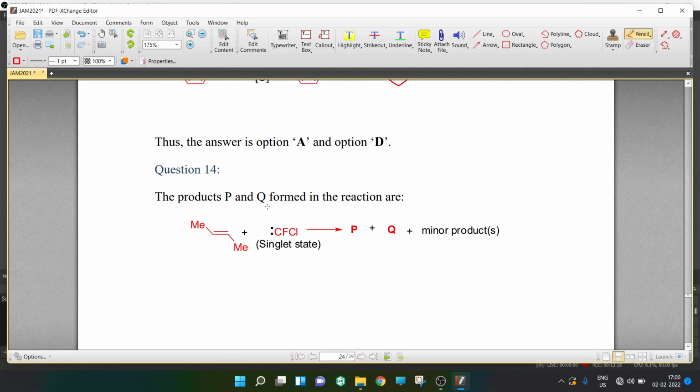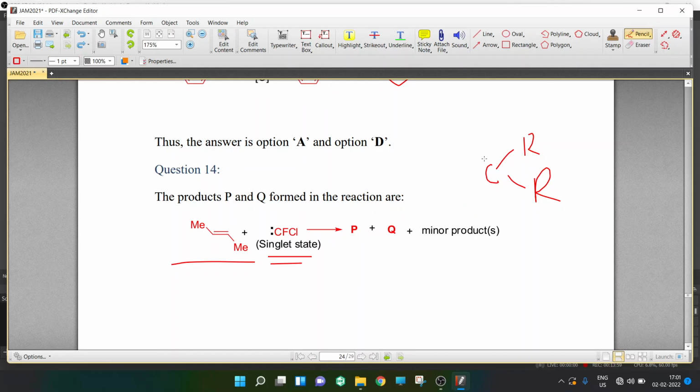Question number 14. The products P and Q formed in the reaction are. So you have a trans alkene and you are reacting with CFCl carbene. Very important is singlet carbene. So singlet and triplet, let us understand. Imagine you have one R group here and one R group here. This carbon's octet is not complete, so it is electrophilic in nature. It accepts electrons. And if both electrons are on the same carbon, in the same orbital, it is called singlet, and it is less stable than triplet.